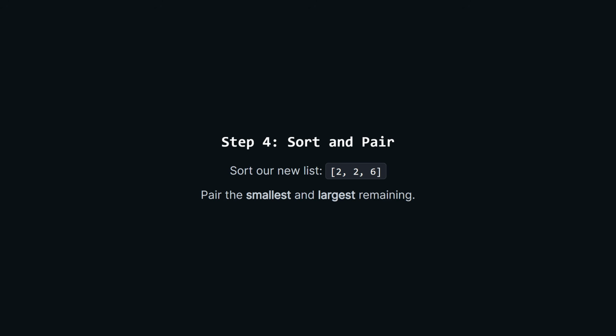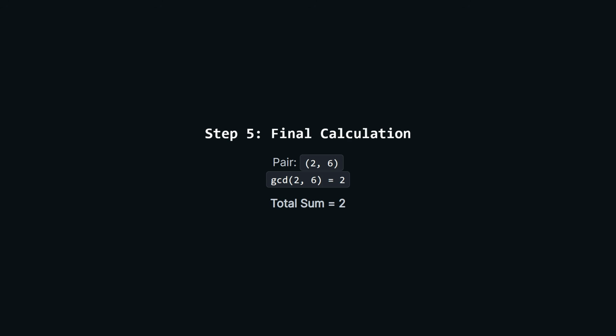Once we have that new list of common divisors, we sort it from smallest to largest. Then, we play a matching game. We take the smallest available number and pair it with the largest available number. We take that pair, the 2 and the 6, find their greatest common divisor one last time, and add it to our running total. If we had more numbers, we'd keep pairing them inwards until we run out.